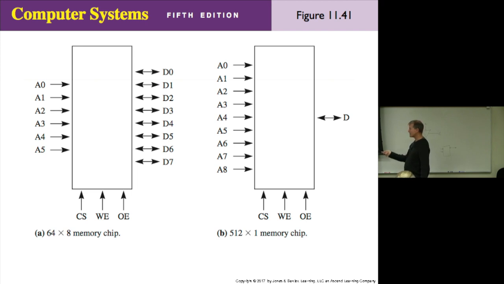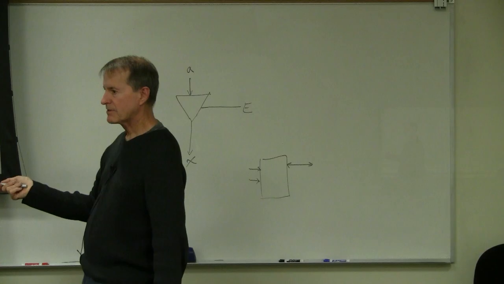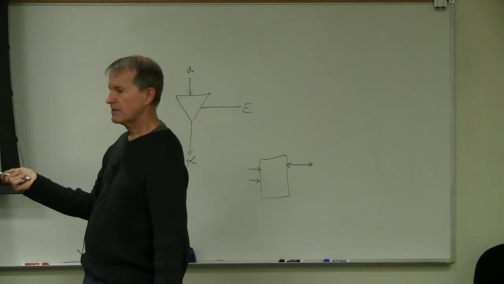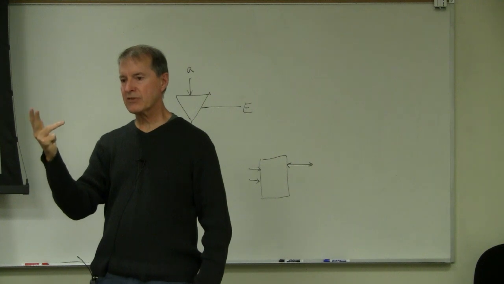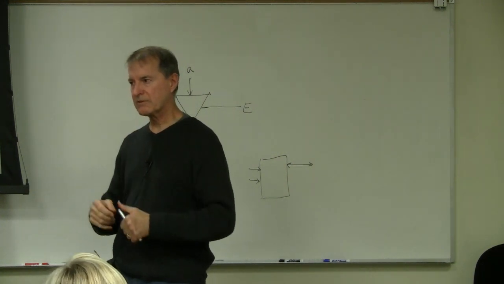Now, what happens is this chip shown in figure 11.40A is a 64-by-8-bit memory chip. And what does that mean? That means there are 64 8-bit cells. Now, in order for this chip to store 64 bytes, how many address lines does it need? Six. A0 through A5. 2, 4, 8, 16, 32, 64. Are you with me?